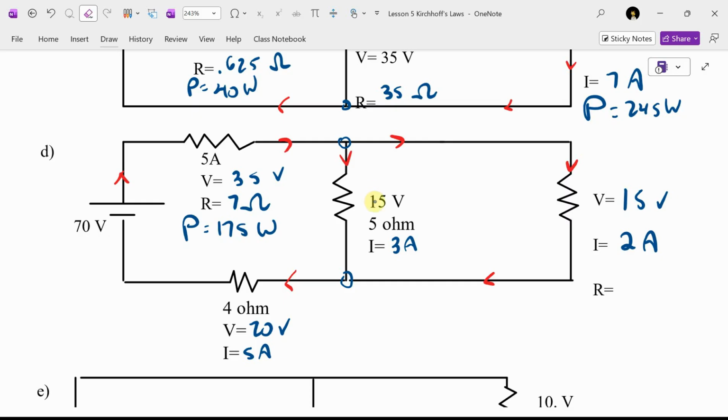Here, power is going to be 15 times 3, 45 watts. Here, R is going to be 7.5 ohms. And power is going to be 30 watts. Here, oh, I got 3 things. I got all sorts of options. Well, power is going to be 100 watts. Did I make any dumb mistakes? If I did, let me know. Okay, I'm right.